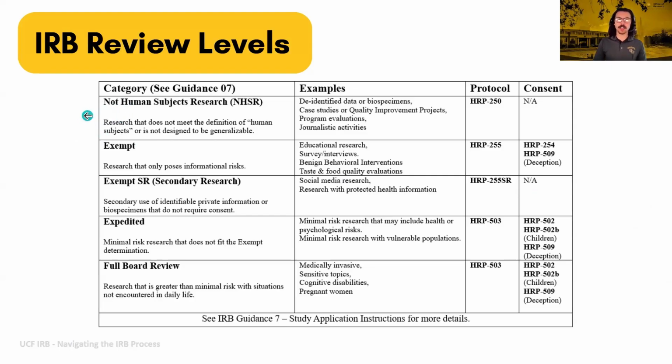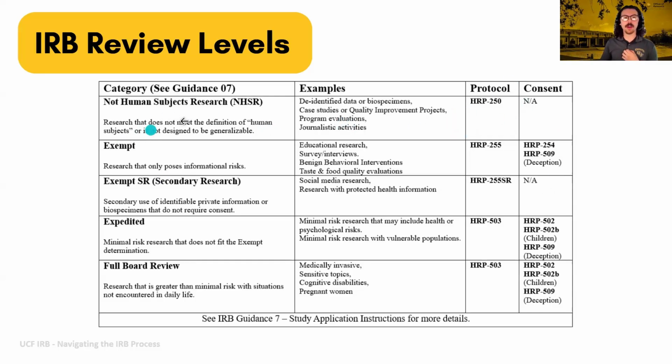So, starting off, we have not human subjects research. I mentioned that earlier in this presentation, but this is research that doesn't fit the definition of human subjects or is not designed to be generalizable. This is, for instance, if you were analyzing a public data set. You're able to access it publicly online. It's probably made for research. It's de-identified, so it can't be traced back to people. If that's your plan, you would likely complete a not human subjects research application, and you would just be required to complete the protocol template.